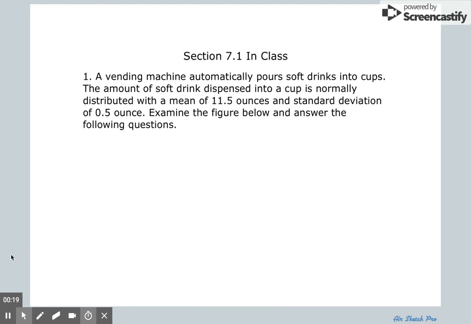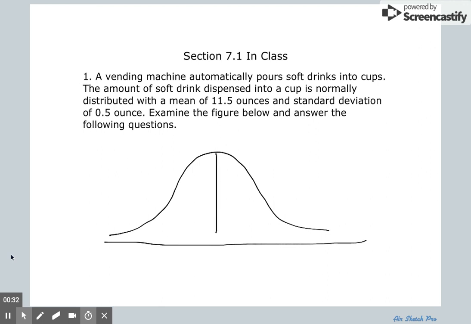A vending machine automatically pours soft drinks into cups. The amount of soft drink dispensed into a cup is normally distributed with a mean of 11.5 ounces and standard deviation of 0.5 ounces. So that means it's going to follow a normal distribution. In the middle of the normal distribution is going to be the mean, 11.5 ounces. If I go to the right or to the left one standard deviation, that's where I have that inflection point or transition point, I'm going to move 0.5 higher. So that would be 12, and this would be 11.